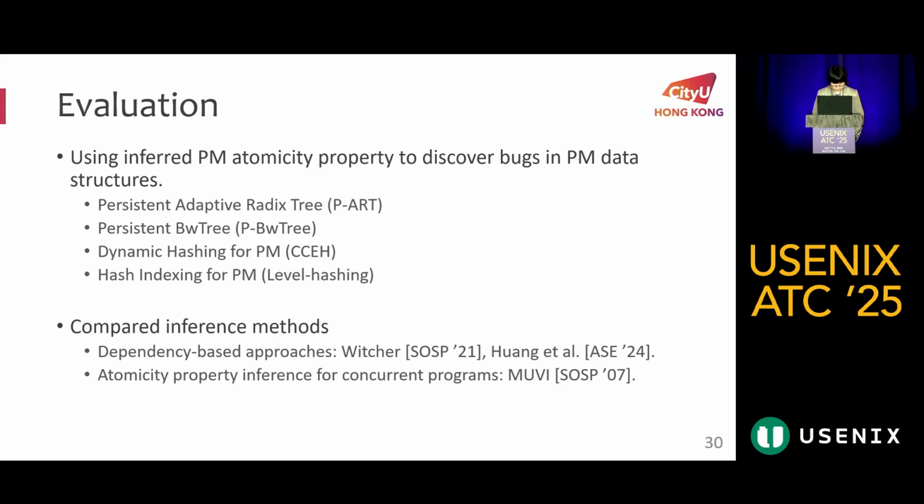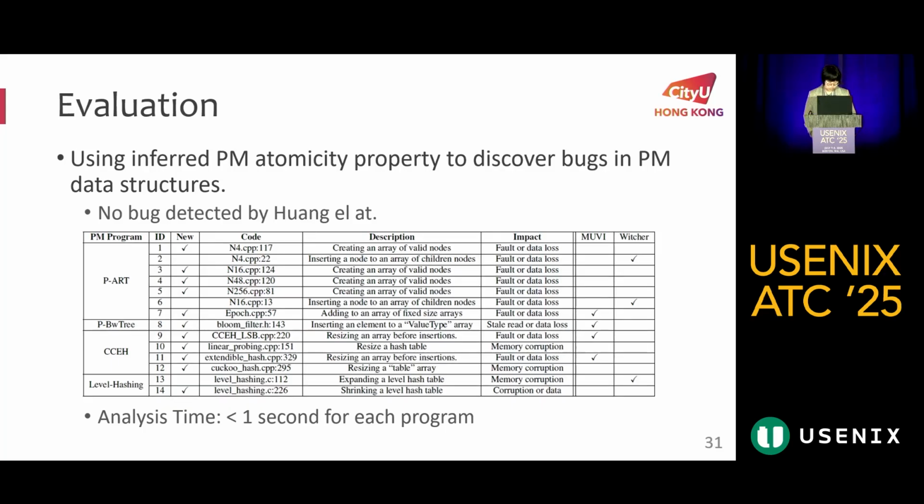In our evaluation, to test the effectiveness of our inference approach, we use the inferred PM atomicity properties to discover bugs in 4 popular PM data structures. We compare with other inference approaches, including the dependency-based ones designed specifically for PM, and some traditional ones designed for concurrent programs. The results show that these inferred PM properties could detect 14 bugs, 11 of which are new. And most of the bugs exceed the capability of other inference approaches. Due to the static analysis method we used, the analysis time for each testing program is less than 1 second.